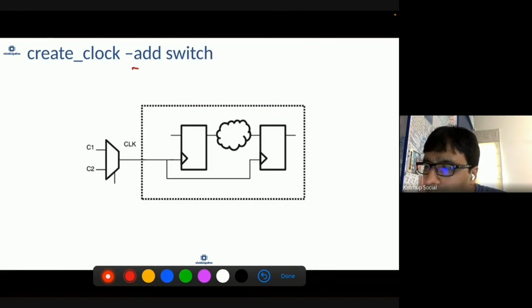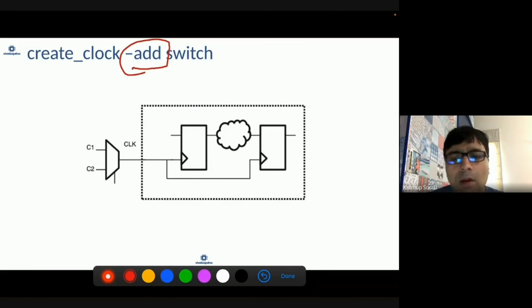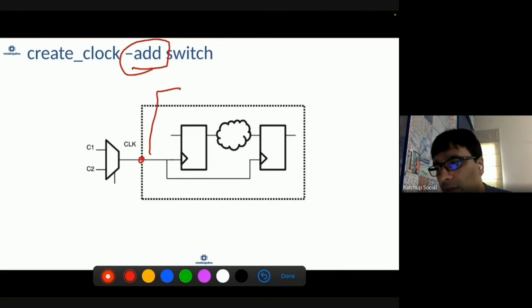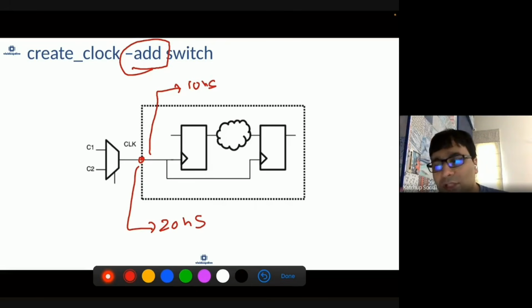Create clock also has an option known as -add, which allows you to define more than one clock on the same net. For example, let's say you have this port in the design. You can define two clocks here, one with, let's say, 10 nanosecond period, another with 20 nanosecond period. But since you're defining the clock on the same port of the design, you'll be defining it in two commands, and you have to use the -add switch, that you define one clock here and then use the -add switch to create another clock here, maybe with a different period or waveform, and define that.